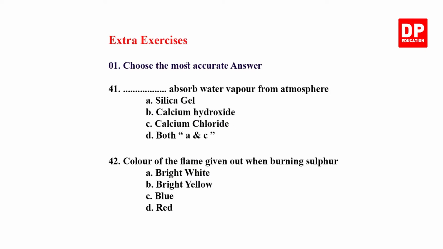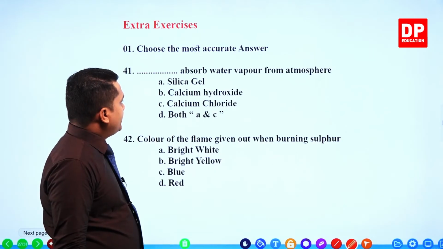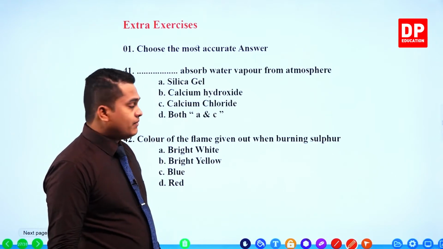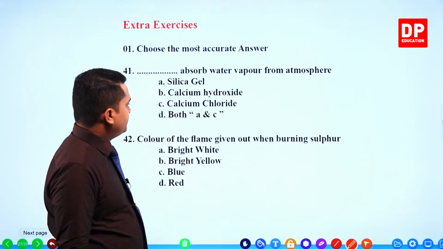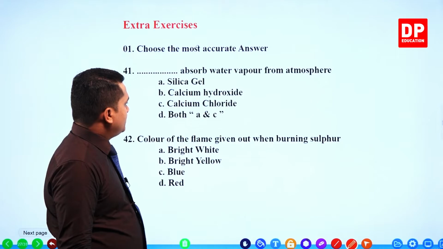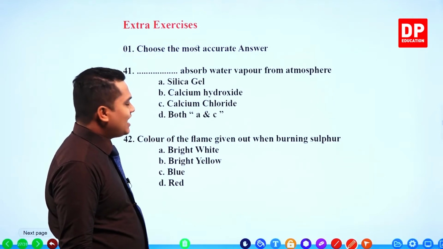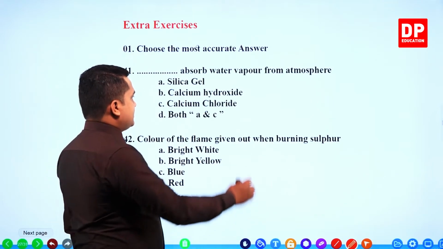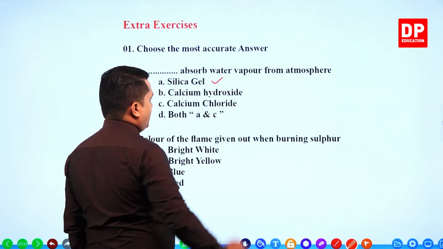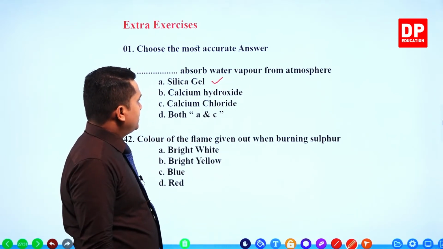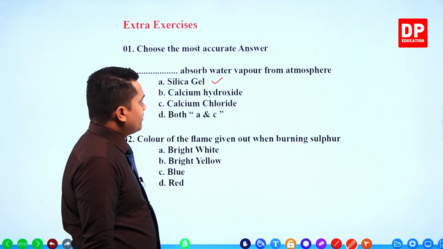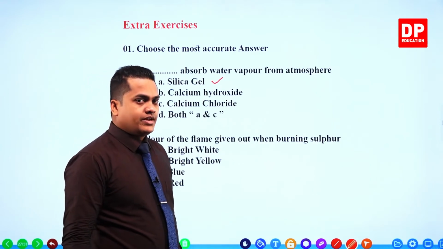Question number 41. Blank is given, absorb water vapor from atmosphere. So you have to fill out the blank by using the responses given here. Number 1 given, silica gel. Earlier we discussed that silica gel can absorb water vapor. So this is correct. Silica gel can absorb water vapor from the atmosphere.